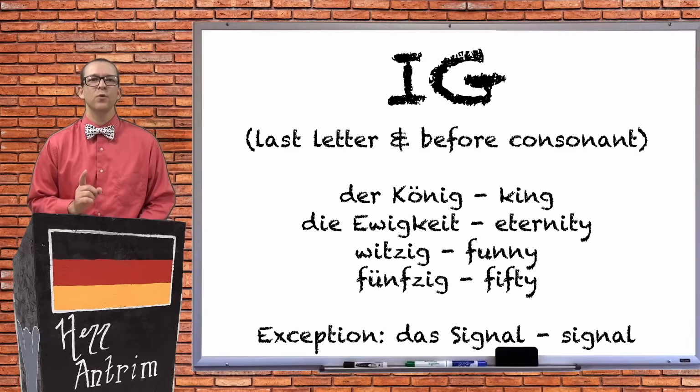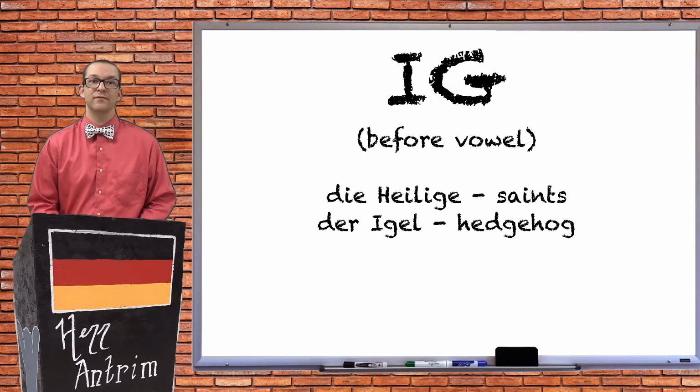Be careful with this rule though, there are a few exceptions. For instance, Signal. When IG is before a vowel, it is pronounced as it would be in the middle of a word. For instance, Heilige, Igel.